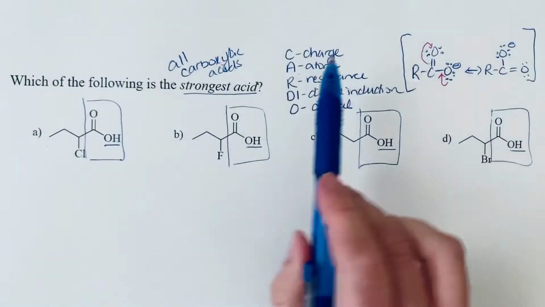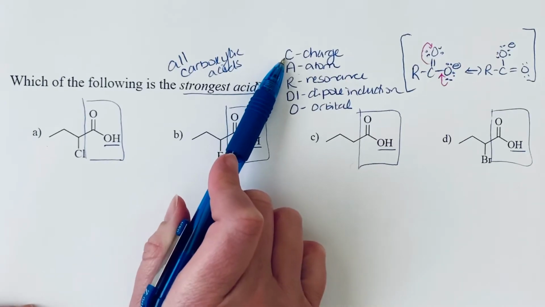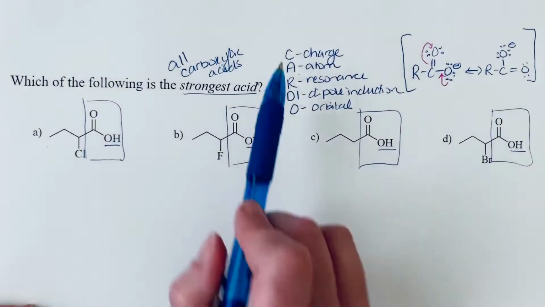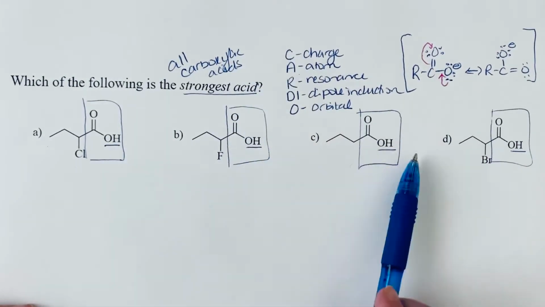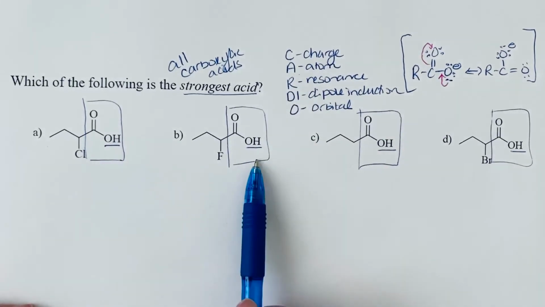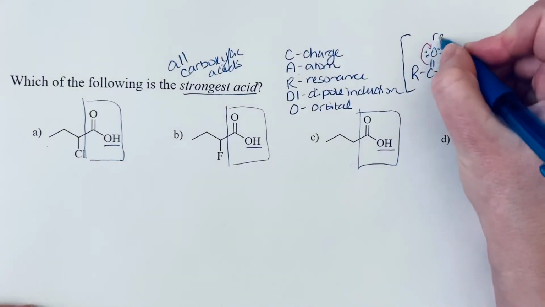So we've been using this as our hierarchy. We started up here because if one of these was protonated and had a positive charge, then it would be the strongest acid, but we don't have that. So we moved on to atom. Well, they're all attached to oxygen. Okay, well, maybe there's a difference in resonance, and there is not because these are all carboxylic acids. They all display the same resonance.